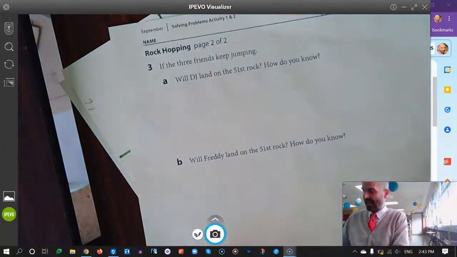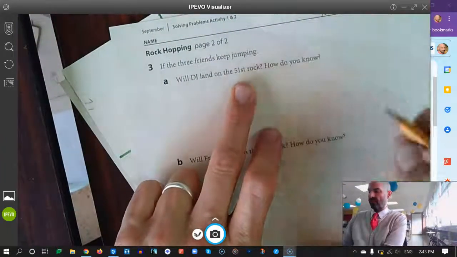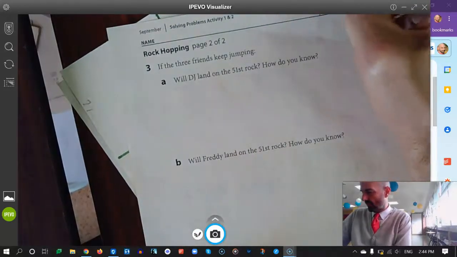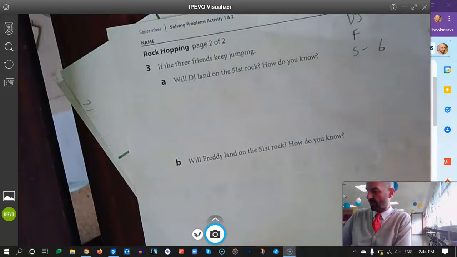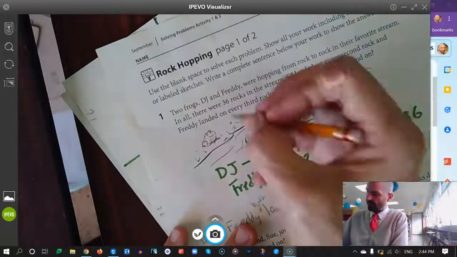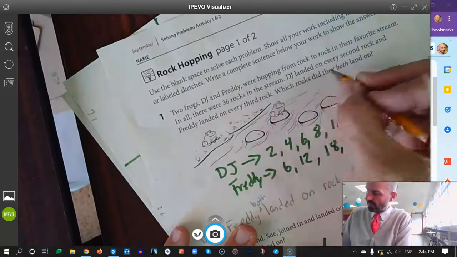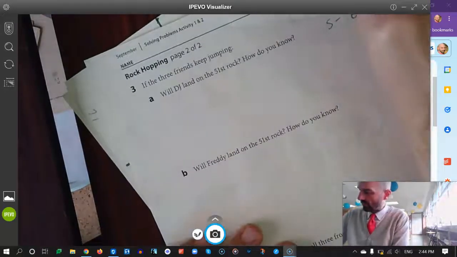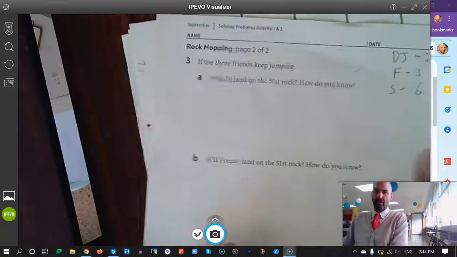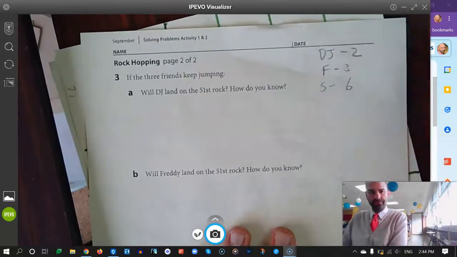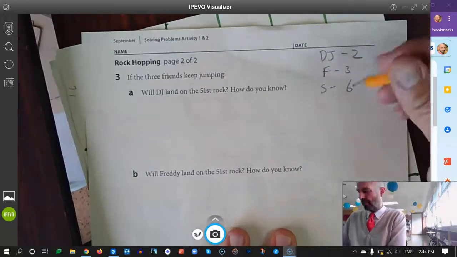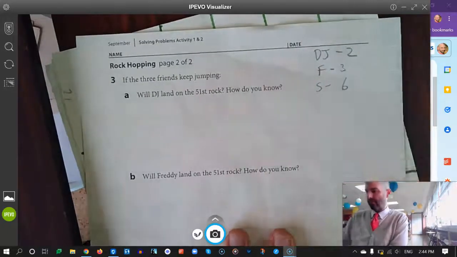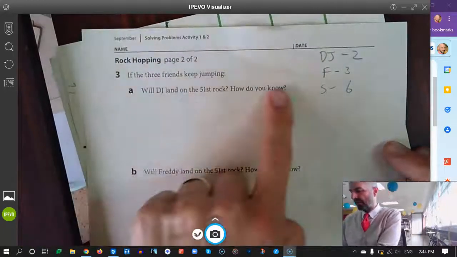Will DJ land on the 51st rock? So what I'm going to do here, I'm going to have DJ, Freddie, and Sue. I know Sue was every 6. Freddie landed on every 3rd rock, and DJ was 2. So I'm going to have my handy little cheat sheet up there. Not cheat sheet, this is working memory. It helps to keep things written down so that I don't have to keep that in mind.